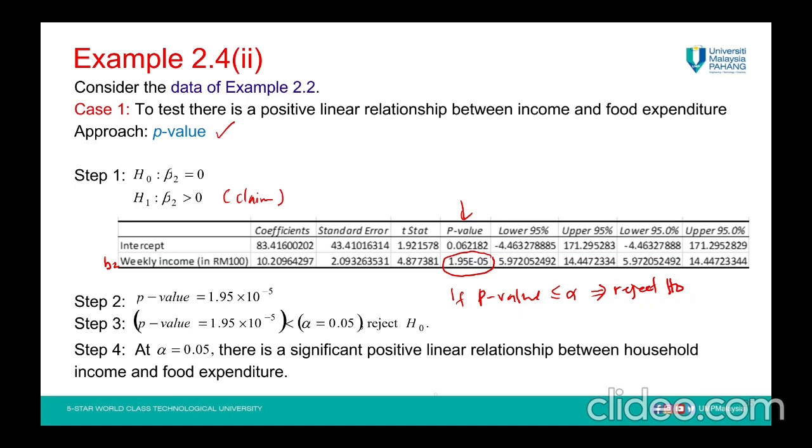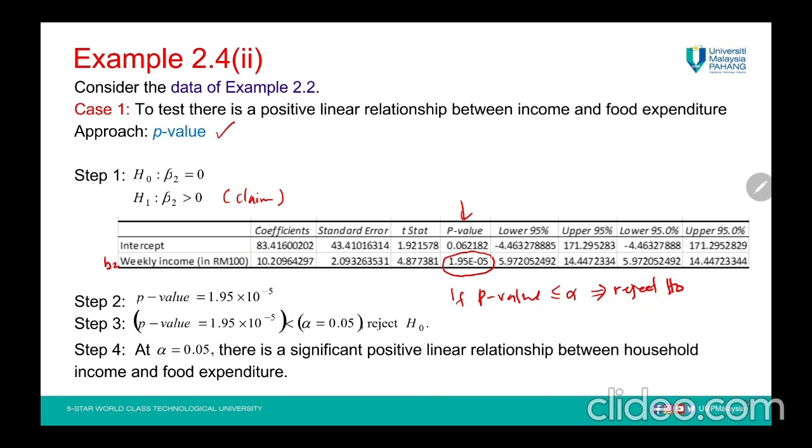Therefore, in this example, by looking at the p-value here and comparing with alpha, alpha in this case is 0.05, since the value of alpha is not given, so we need to use the standard alpha. So in this case, the p-value is less than alpha equal to 0.05. So the decision here is reject H0. So we go to step 4.